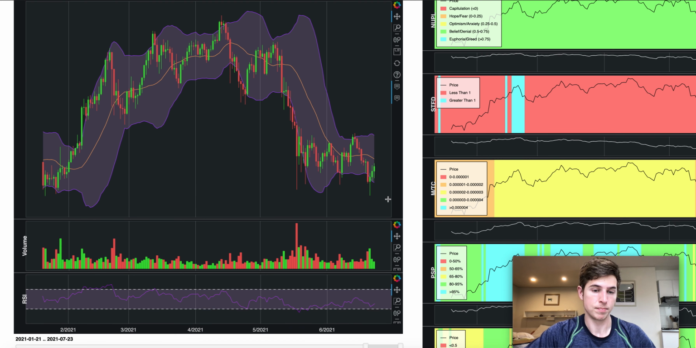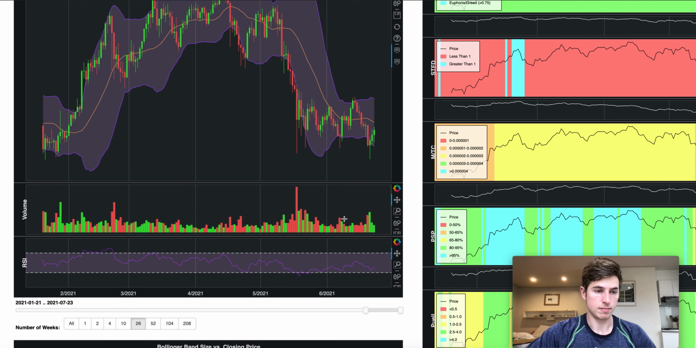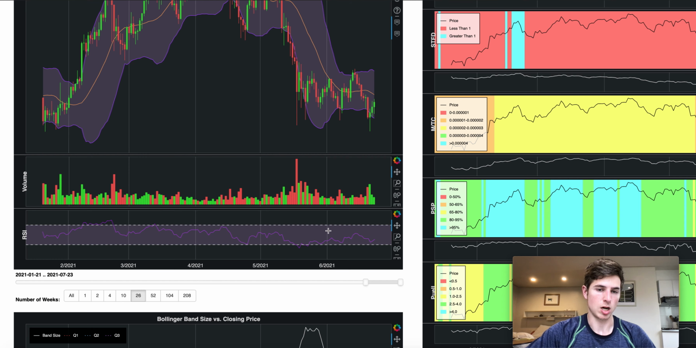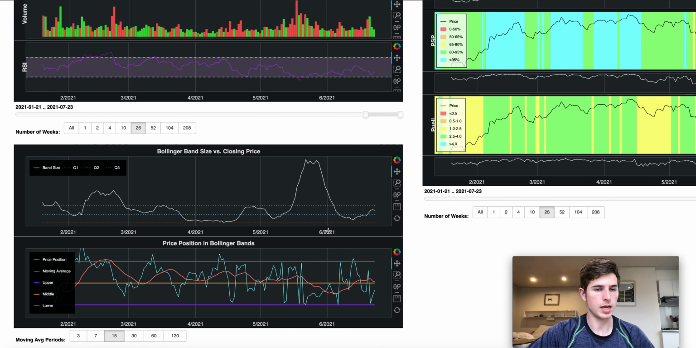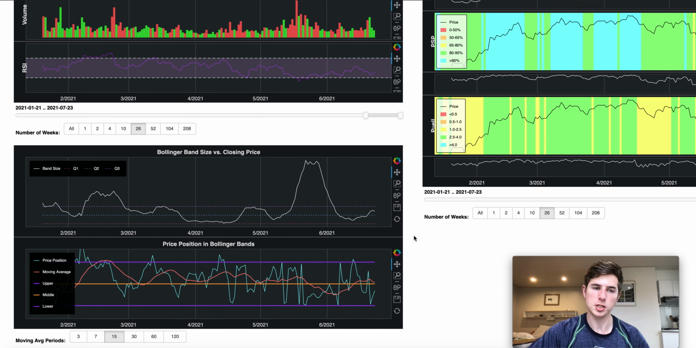long periods of time. And again, here we've got trading volume, and this is RSI, Relative Strength Index, another momentum indicator that's very popular. And again, here down at the bottom, I have some novel representations of Bollinger Bands, both in terms of the Bollinger Band size versus the closing price, and then also the price position within the Bollinger Band, just kind of shown in a different, more consistent way that might be easier to read.